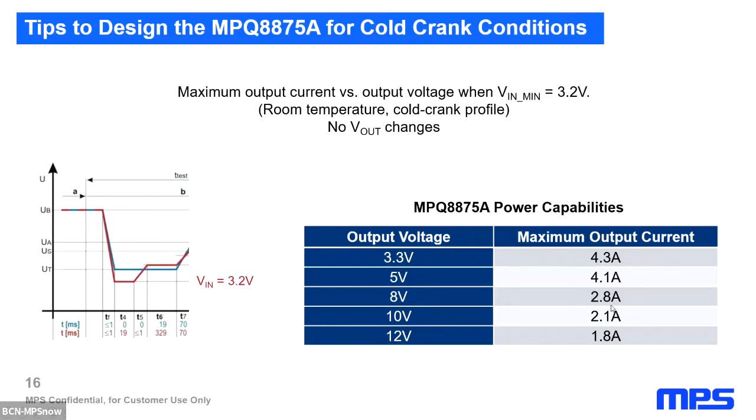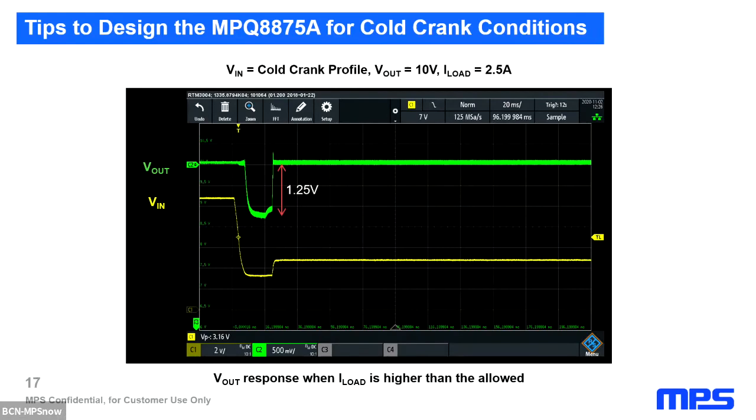This analysis has been done by plotting the output voltage and getting the load current where the output voltage does not show any change. If the output current overpasses this limit, the IC does not shut down directly. As it can be seen in this slide, when the current is higher than allowed, in this case, for example, 2.5 amperes, the output voltage, shown in green, decreases until the point where the IC can supply the maximum power. So it will decrease until 1.25 volts.